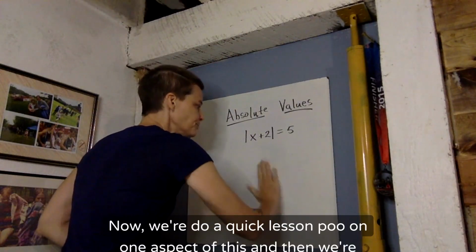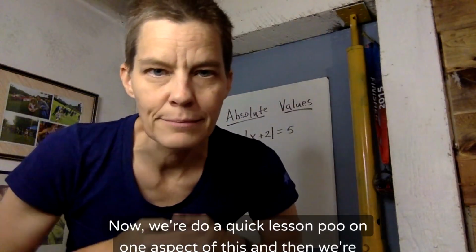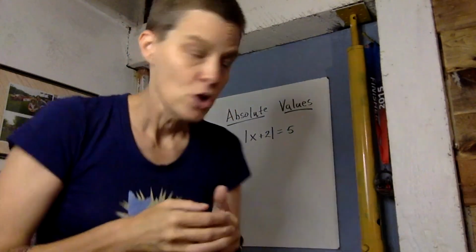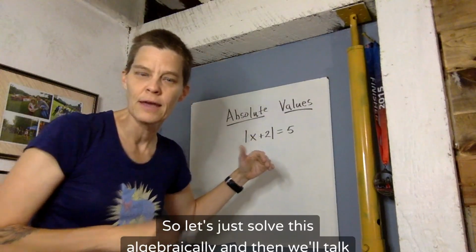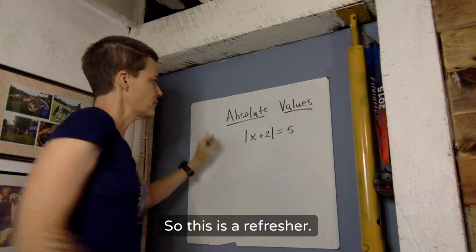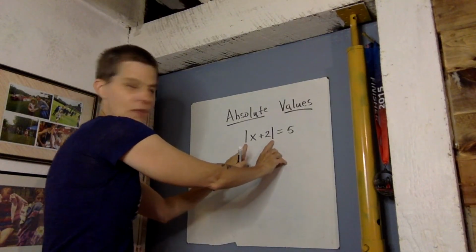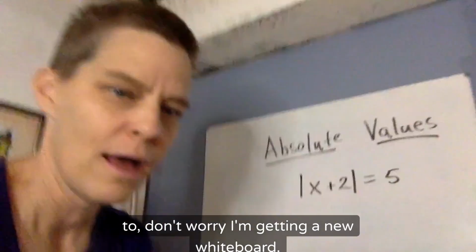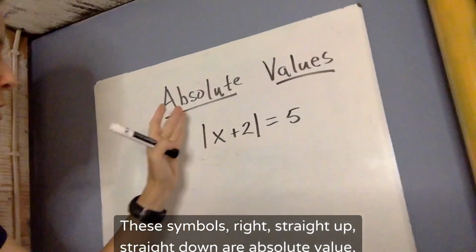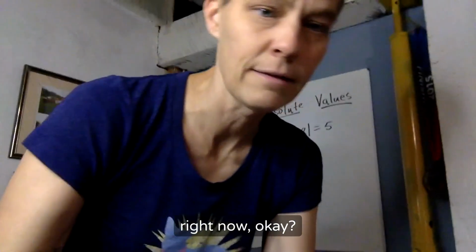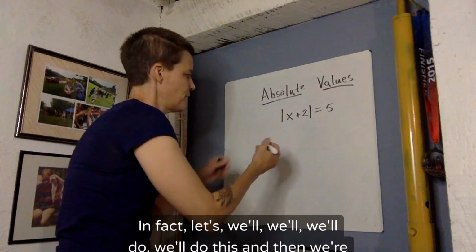Okay? Now, we're going to do a quick lesson on one aspect of this, and then we're going to do another one on the graph. So let's just solve this algebraically, and then we'll talk about the graph. Okay? So just as a refresher, these symbols, straight up, straight down, are absolute value, all right? We'll get it nice and close because I really need to, don't worry, I'm getting a new whiteboard. To children everywhere, please watch this because we're going to look at it right now. We're going to pay attention to this. Isn't this so high-tech?